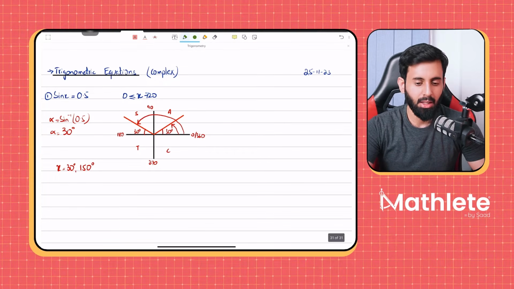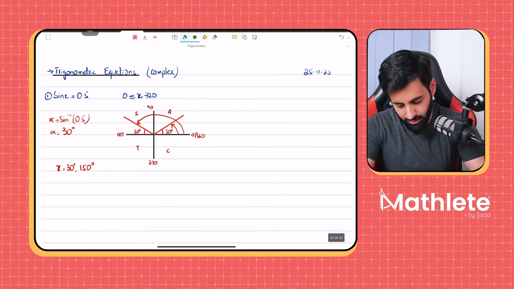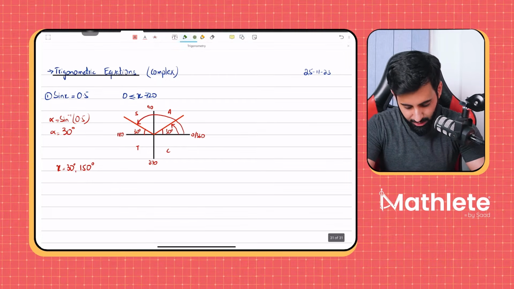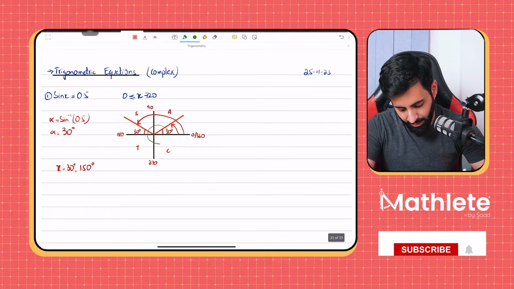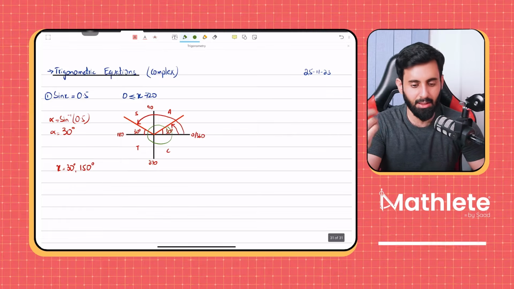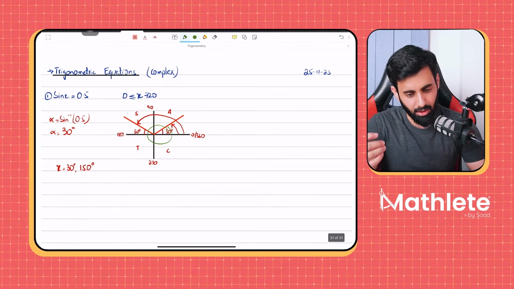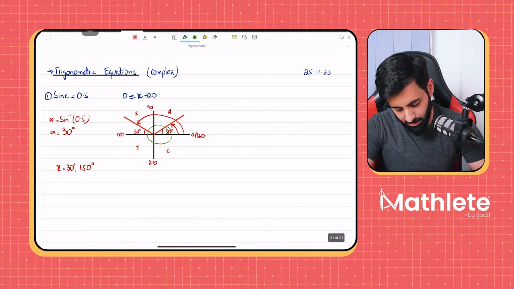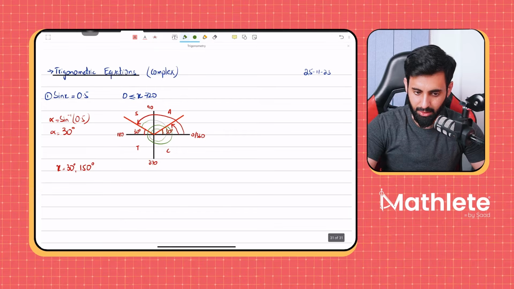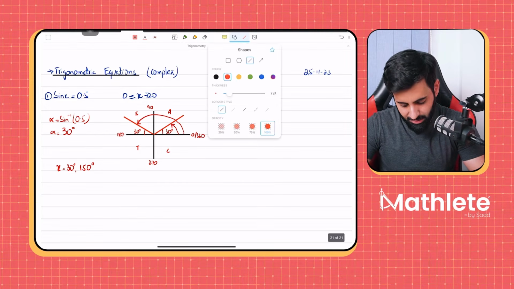Because the range allows us to go a full circle and then another 30 degrees. A full circle means 360 degrees, and then another 30 degrees means 360 plus 30. And our same range allows us to go a full circle and then add 150 degrees. So the way that I like to do questions like these is to make separate quadrants.